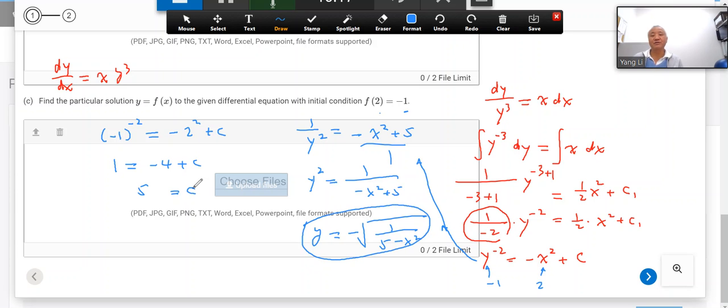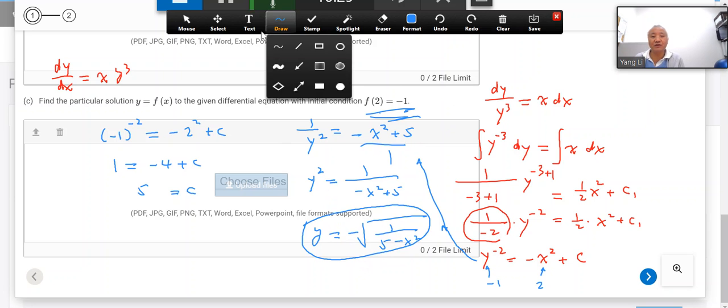Okay? So this one just simply solves the differential equation and uses the initial condition to find the constant. All right? So if you have any questions, please let me know. Thank you. Bye-bye.